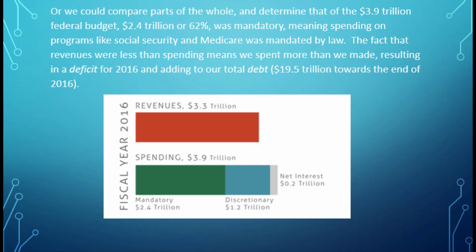So here's another example of a statistic to make our point. We're looking here at the 2016 federal budget. Revenues are taxes and fees and the money that the government takes in, the federal government. They took in $3.3 trillion. Spending is how much they spent, and they spent $3.9 trillion. So if you spent more than you took in, you have a deficit.